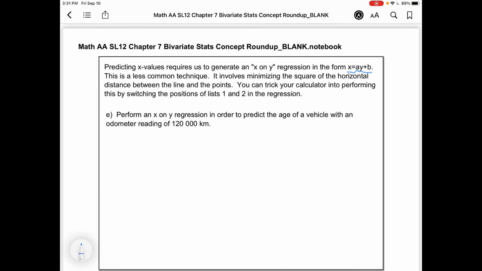Using all that information, here comes the regression equation. X equals 0.0458 y this time, plus 0.443. Once I know that, I can sub in 120 for y.